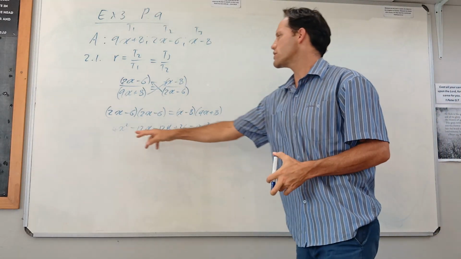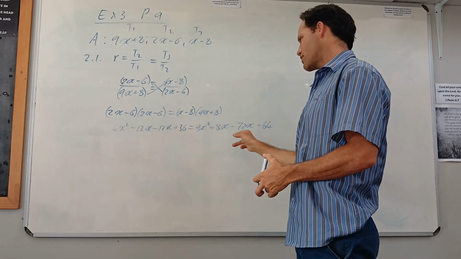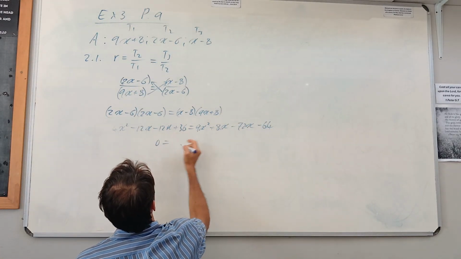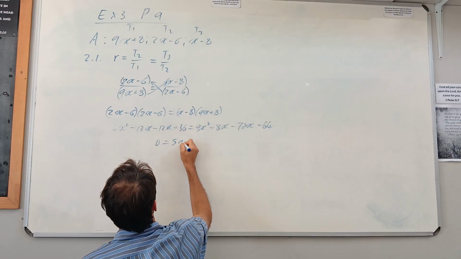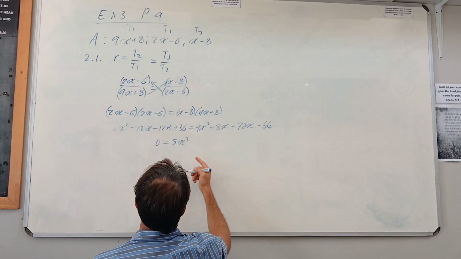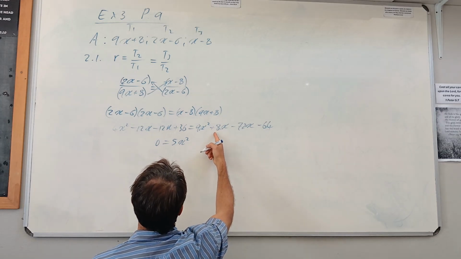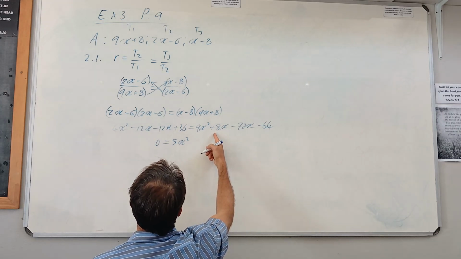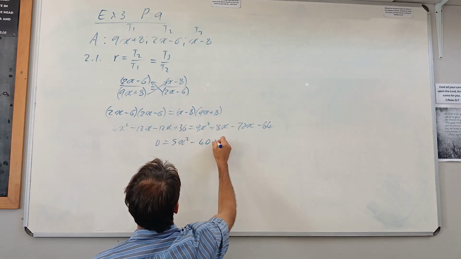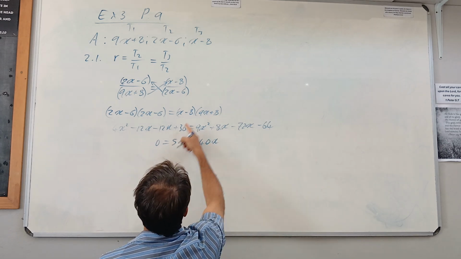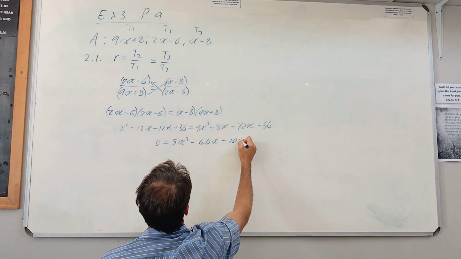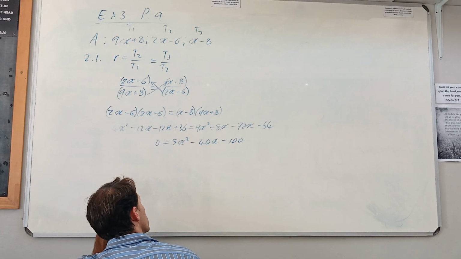Obviously now it's 4x squared and 9x squared, so I'll rather take it to this side so that the x squared stays positive. So we're going to have 0 equal to 9x squared minus 4x squared, which is 5x squared. Minus 12x is negative 24x. If you take it over, it's plus 24x. So 24 plus 8, 32. And then minus 72, so it's negative 40x. And then the 36 goes over, so it's going to be negative 100 on this side.